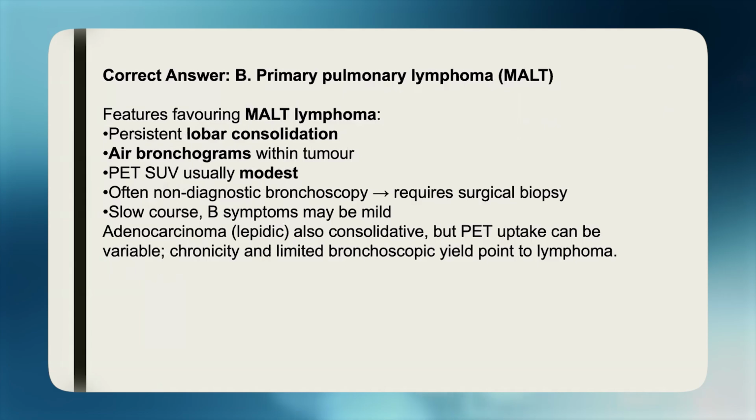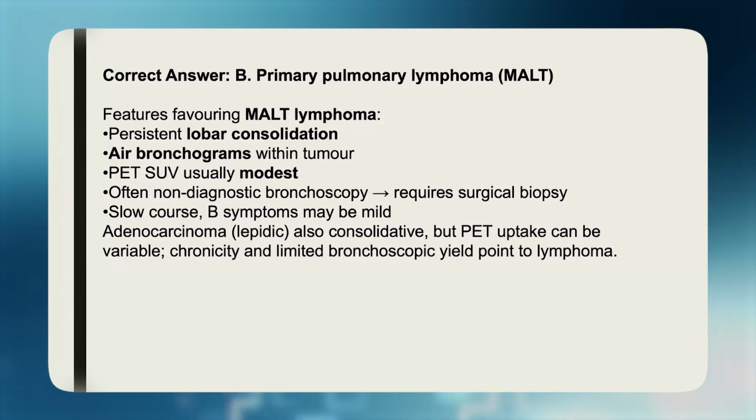Primary pulmonary lymphoma. Features favoring MALT are persistent lobar consolidation, air bronchogram within the tumor, PET SUV usually modest, not too much uptake in lymphoma. Often non-diagnostic bronchoscopy requires surgical biopsy. Bronchoscopic biopsy may not be enough to diagnose. Slow growing with consolidation, with air bronchogram, with less PET uptake.